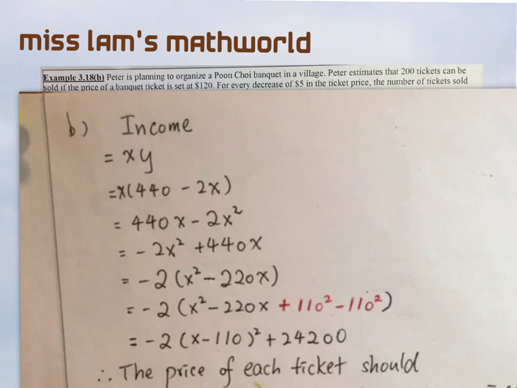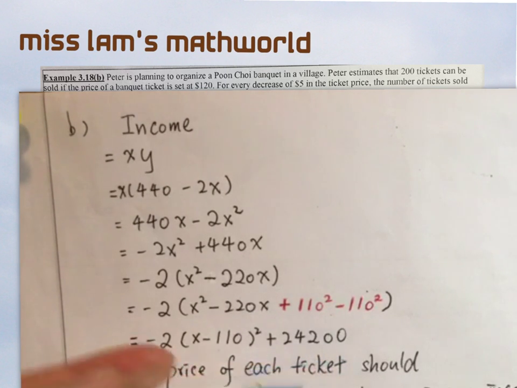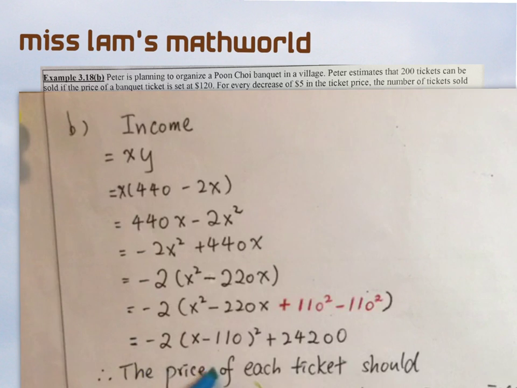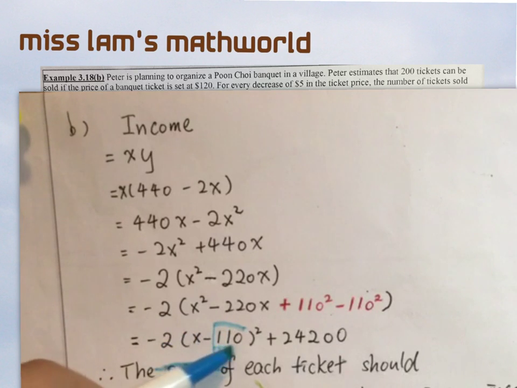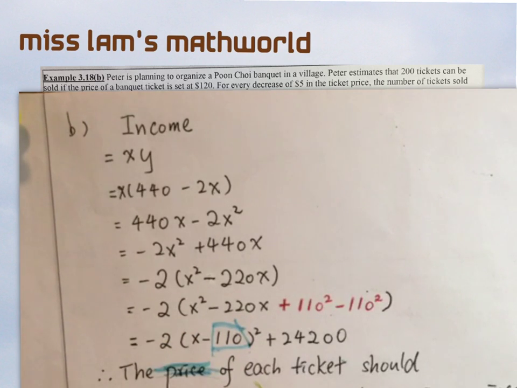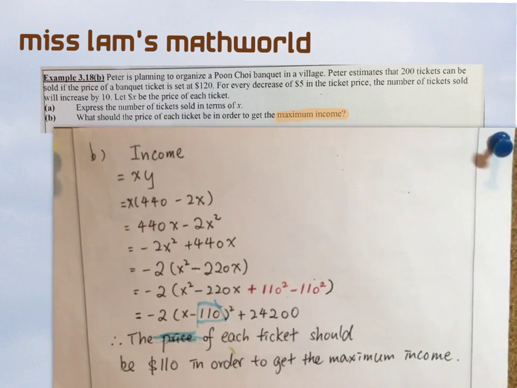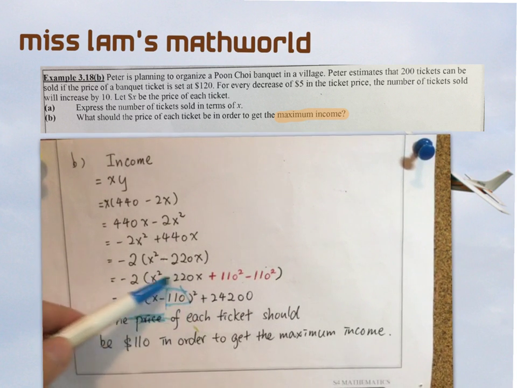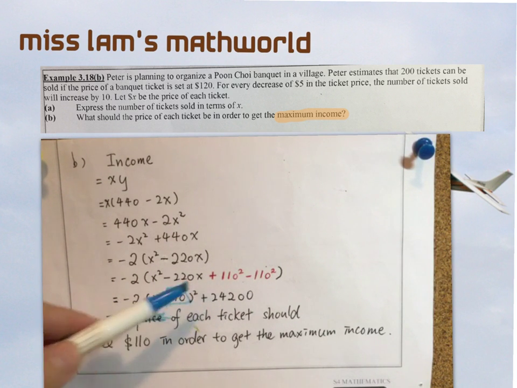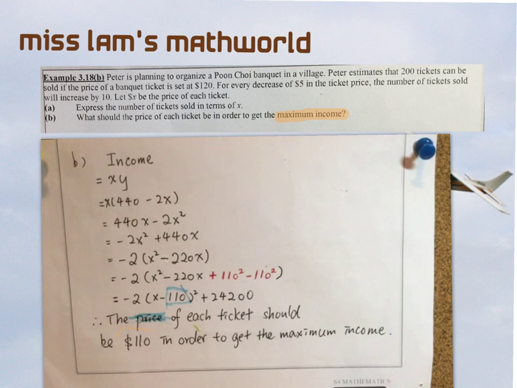And then it is almost done. Because the question asks us to find the price of each ticket, we have to consider the value of x. For the value of x, that means 110, so that this one becomes 0, and we will get the maximum income.